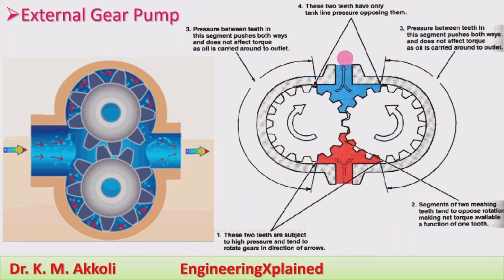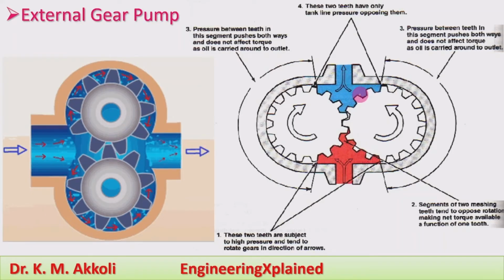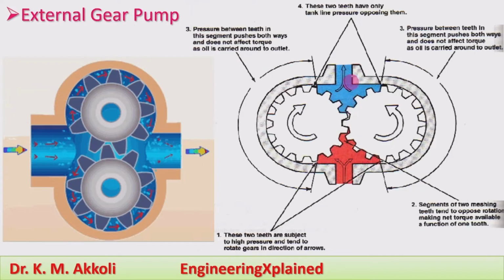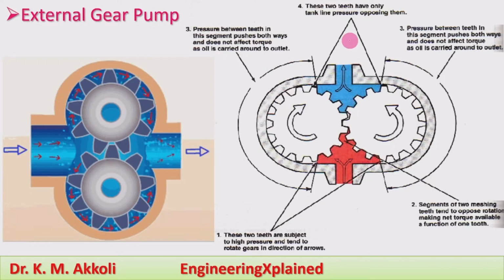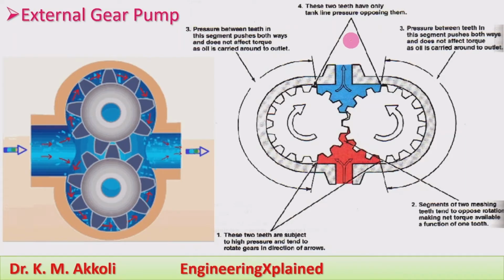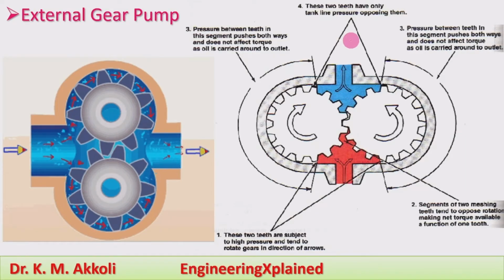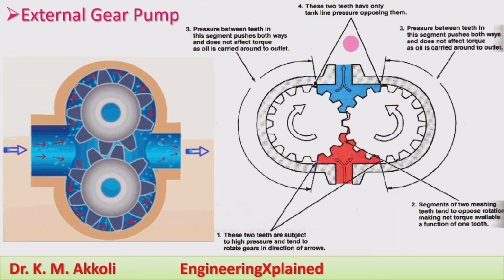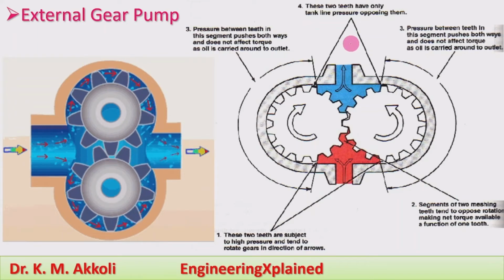The tank line, whatever the pressure is there, will be opposing this one. Then, during the engaging, the pressurizing of the fluid in the delivery line takes place. Like this, by using the external gear pump, whatever fluid is there is sucked from the inlet and delivered in the system.